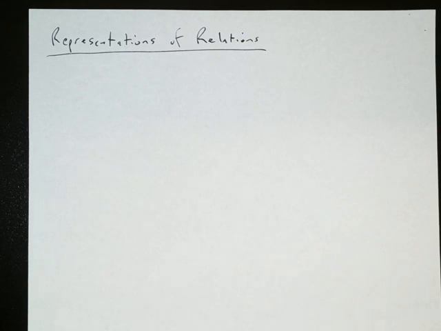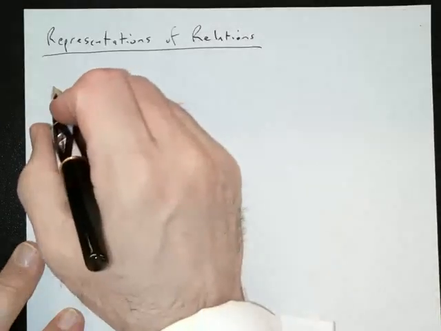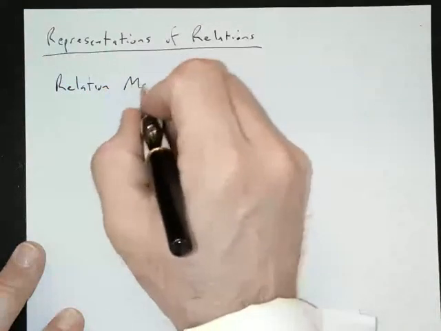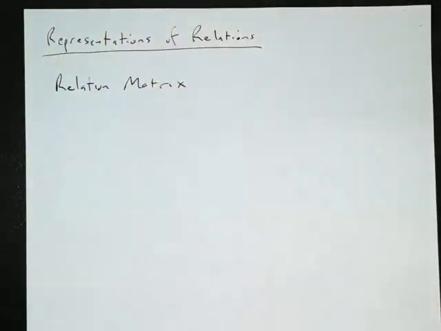We had ordered pairs, we had arrow diagrams, we had charts. I would like some more organized fashions by which I can represent a given relation. So there are two main versions closely related to our diagrams and to our charts, but let's start with a matrix.